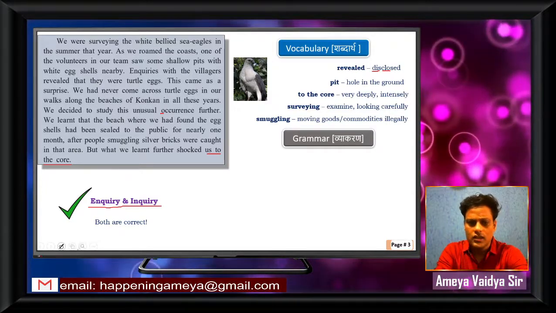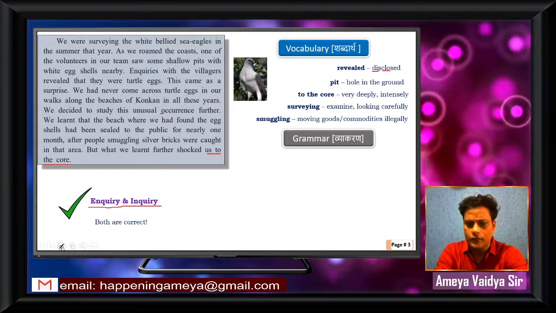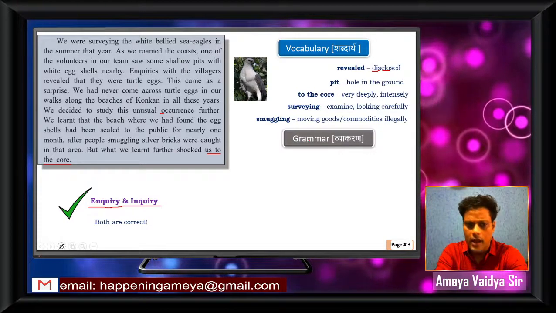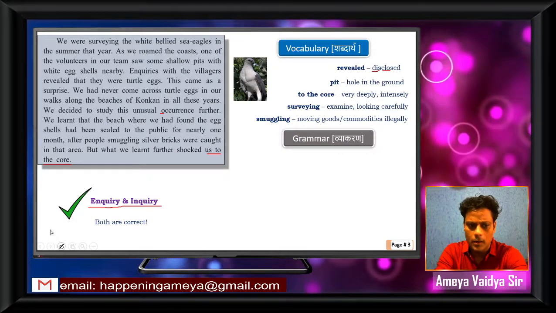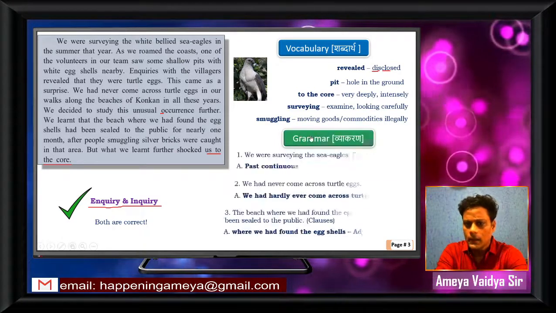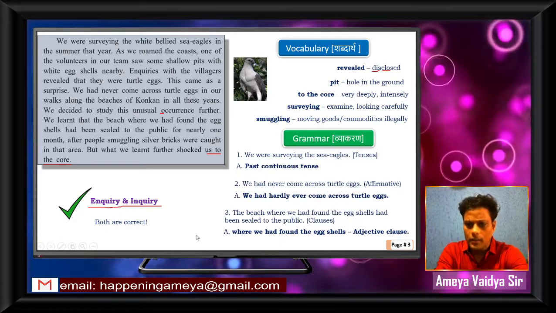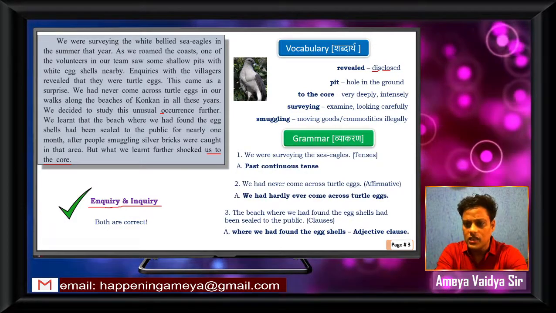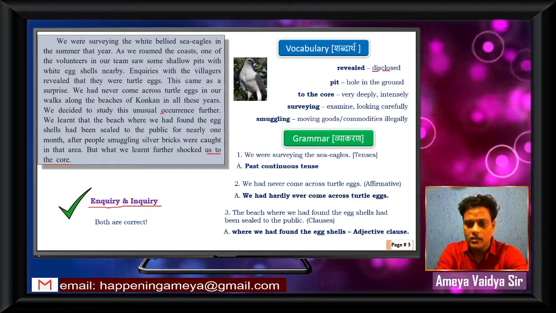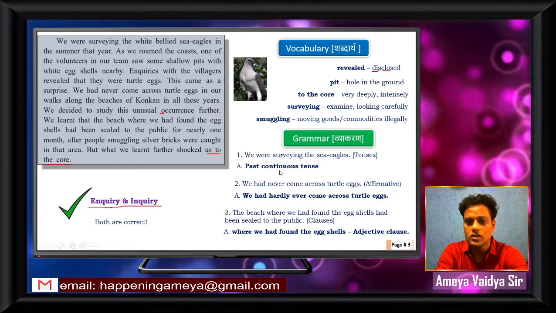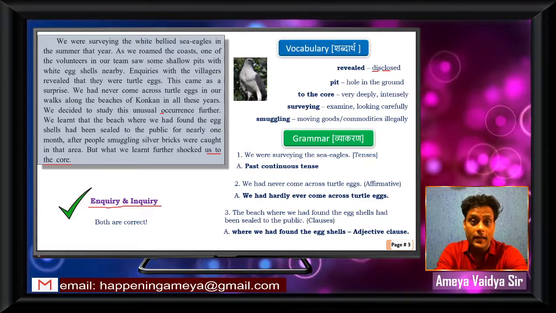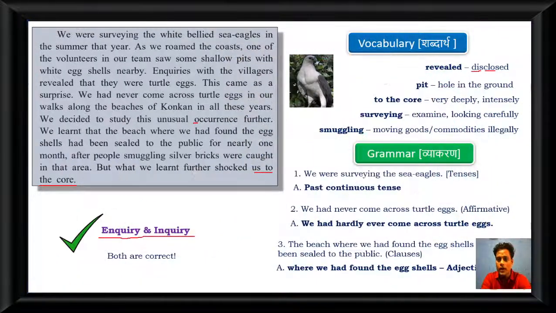What are we going to do next? Let's go ahead and actually find out. We'll learn about grammar, is it not? Sure, we'll learn about that. Yeah, there are some grammar entries. We were surveying the sea eagles. Identify the tense. They'll ask you past continuous tense. Please bear in mind the spelling. Okay, it is continuous. We had never come across turtle eggs.